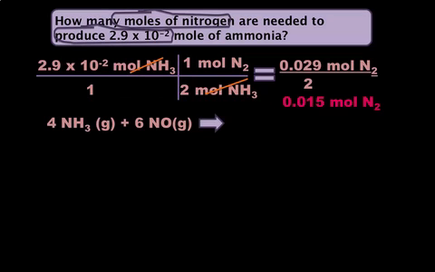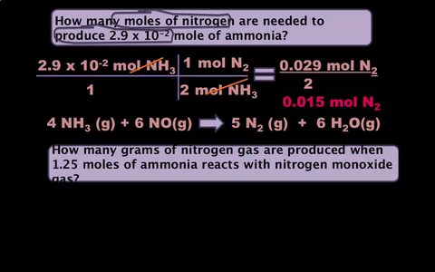Okay, now I'm going to give you a new balanced equation to work with. Same process though. How many grams of nitrogen gas are produced when 1.25 moles of ammonia reacts with nitrogen monoxide gas? So there's my known and there's my unknown. This time it's asking me to use something besides moles, but I'm starting with moles.